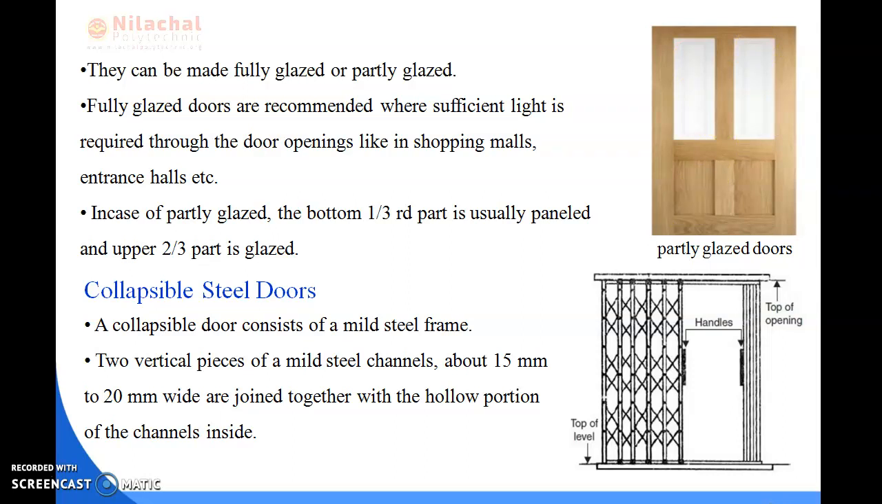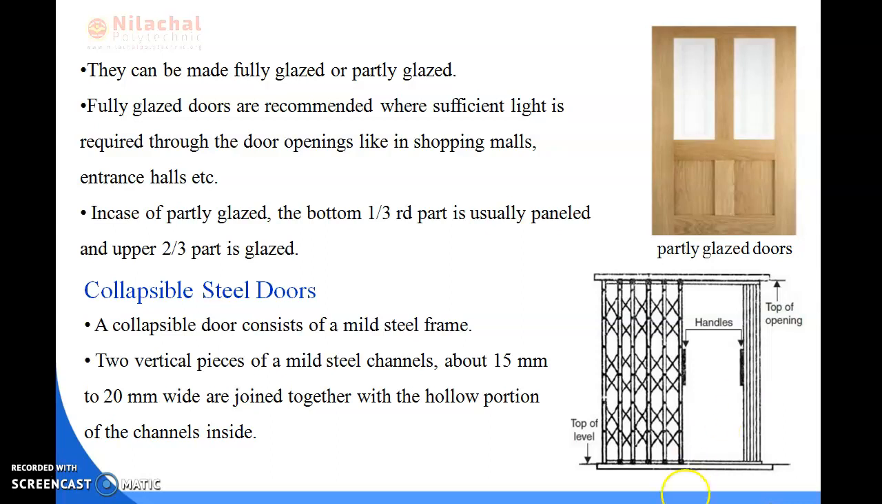Next we will be reading about collapsible steel doors. Here is a diagram of collapsible steel doors. You have seen these doors in cinema halls and garages. We can say that a collapsible door consists of a mild steel frame. Two vertical pieces of mild steel channels about 15 mm to 20 mm wide are joined together with the hollow portion of the channels inside.